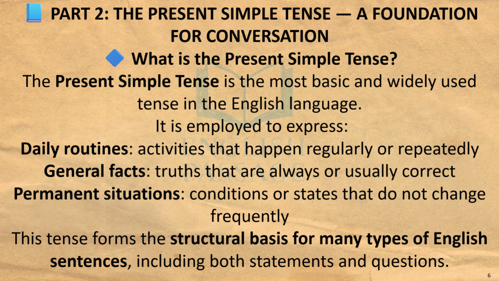What is the present simple tense? The present simple tense is the most basic and widely used tense in the English language. It is employed to express daily routines, activities that happen regularly or repeatedly, general facts, truths that are always or usually correct, permanent situations, conditions or states that do not change frequently. This tense forms the structural basis for many types of English sentences, including both statements and questions.